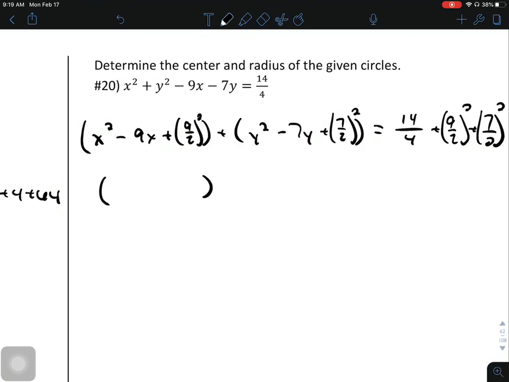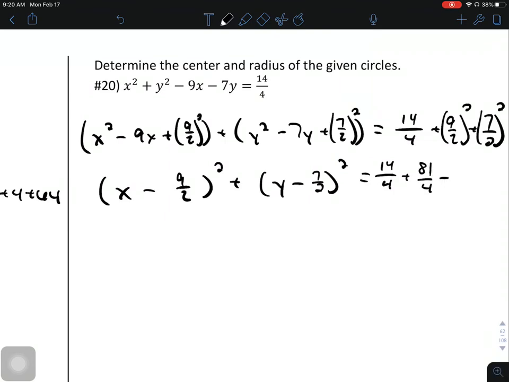On the left, these become perfect squares. Square root of x squared is x. Sign of the middle term is subtract. The square root of 9 over 2 squared is 9 over 2. Square root of y squared is y. Take the sign of the middle number. The square root of 7 over 2 squared is 7 over 2. On the right, if you square a fraction, you square the top and the bottom. So 9 over 2 squared is 81 fourths. 7 over 2 squared is 49 fourths.